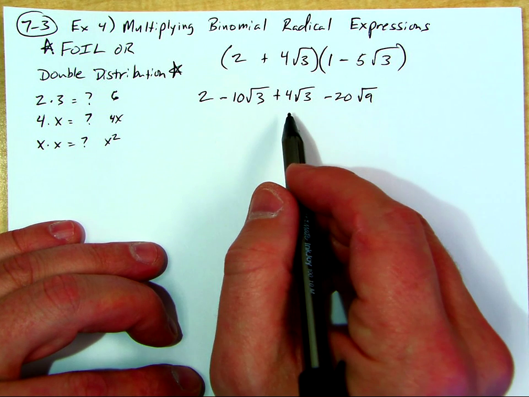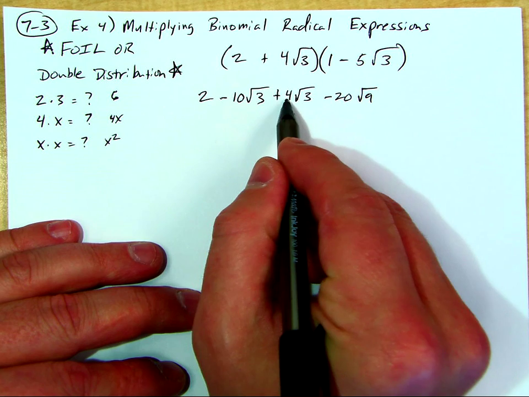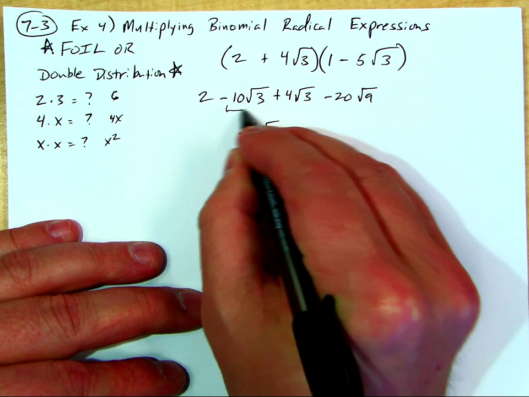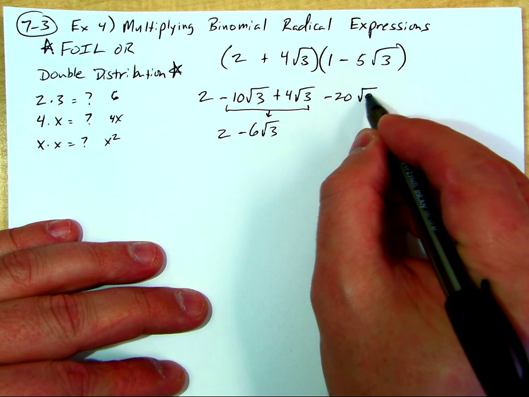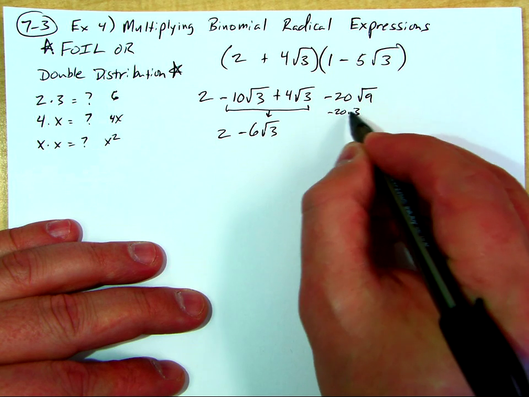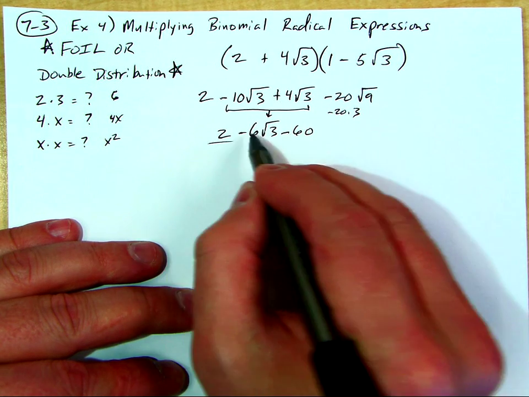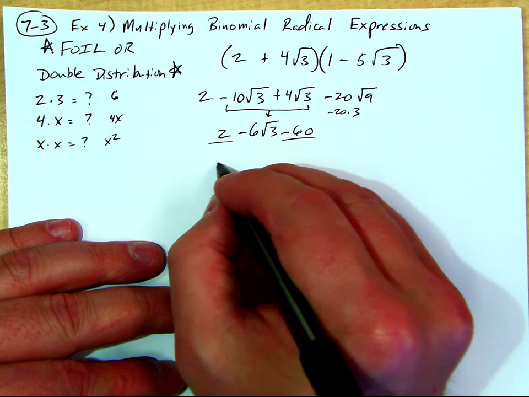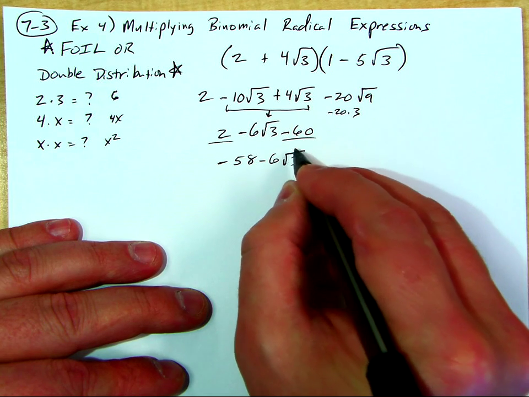Now we have to fully simplify everything. We have like radicals here, negative 10 plus 4. That gives us minus 6 rad 3 from these two terms. We have a 2 on the front. And 20 rad 9, what is the square root of 9? This is negative 20 times 3, and that is negative 60. The last step, we have like terms here and here, the constants. 2 minus 60 is negative 58 minus 6 rad 3.